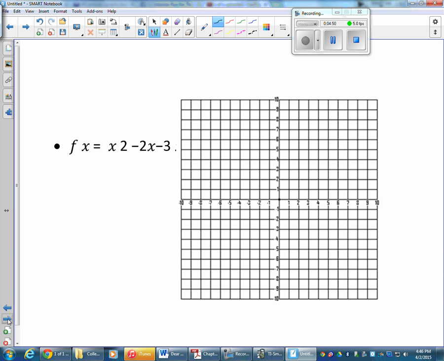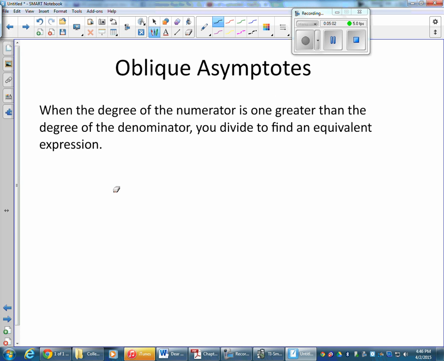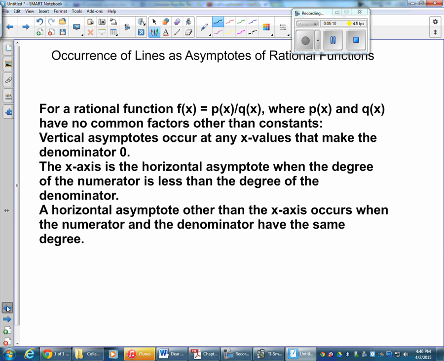And I'm going to redo that. I think the top was x squared minus 2. I'm going to look at what it was on my notes. When the degree of the numerator is 1 greater than the degree of the denominator, you divide to find an equivalent expression, and that's going to give you your oblique asymptote.